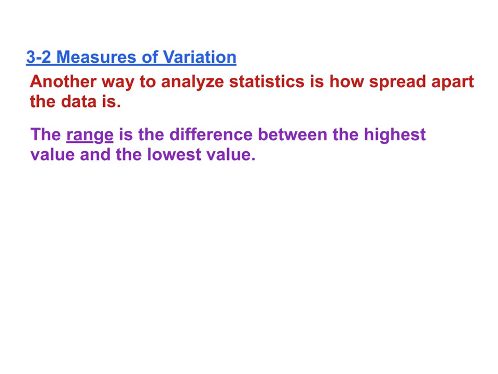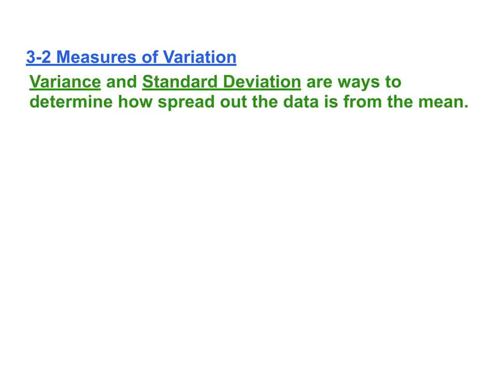That's one of them. We're not going to use it too often, but you do need to know how to find it. The ones we're going to spend more time on are variance and standard deviation. And those are also ways to determine how spread out the data is. However, it's just spread out from the mean. What's important to notice here is that those two values have to do with how far away it is or how close it is to the mean.